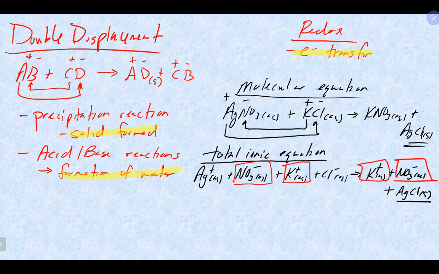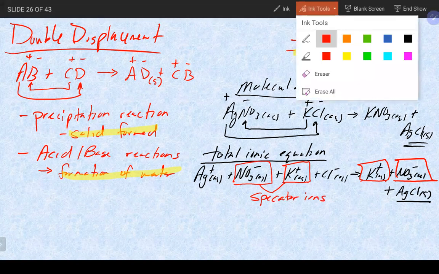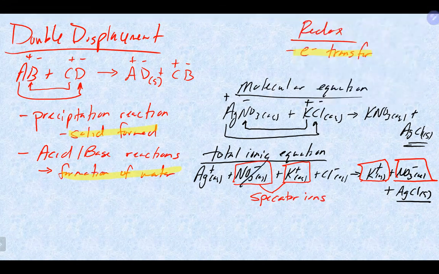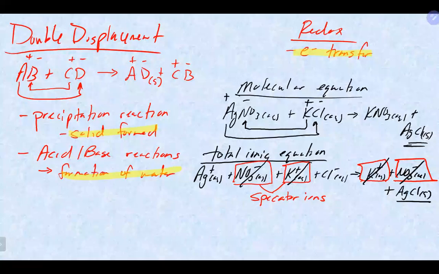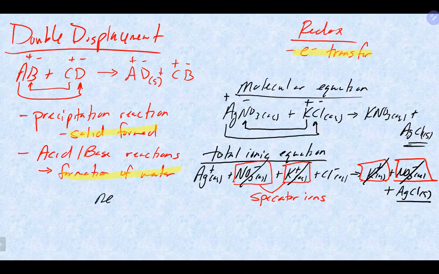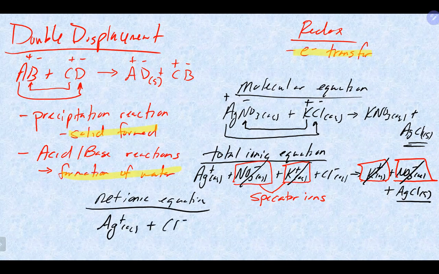These guys are spectator ions. And after we cross out the spectator ions, because they are not there to make any type of product, we're left with the third type of equation, which is important, which is referred to as the net ionic equation. And that gives us a silver ion plus a chloride ion, and that makes silver chloride.